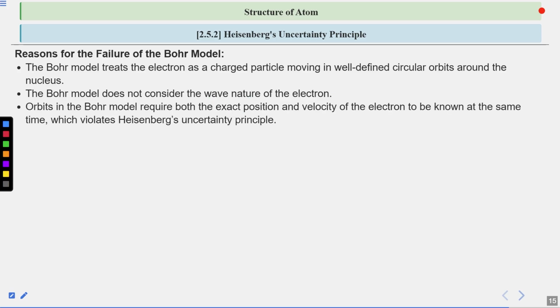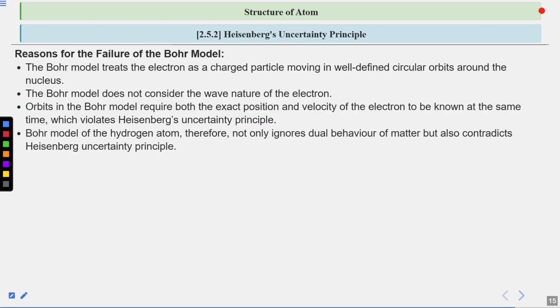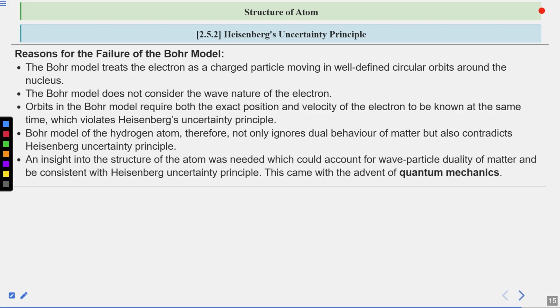Third thing is, Bohr was giving a well-defined circular orbit, but on the contrary, the Heisenberg uncertainty principle was saying that it is not possible to give the trajectory or a defined path because we don't know its exact position and exact velocity. So you can see how these 2 models are defying the postulates of the Bohr model. Since the Bohr model ignores this dual behavior of matter and also contradicts the Heisenberg uncertainty principle, we have to leave this atomic theory behind and move to a new mechanics known as quantum mechanics, which is consistent with both the Heisenberg uncertainty principle and wave particle duality. So this was all about de Broglie and the Heisenberg uncertainty principle.